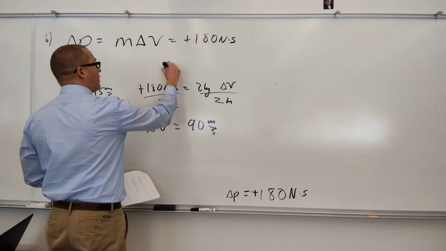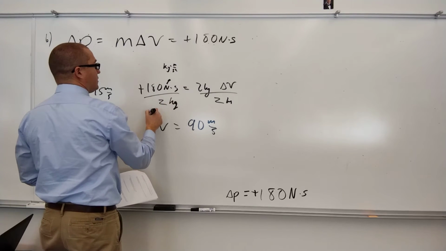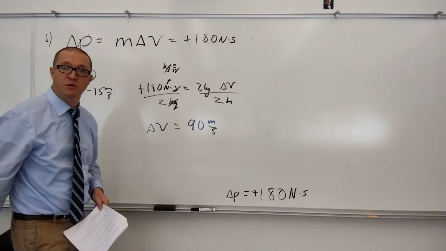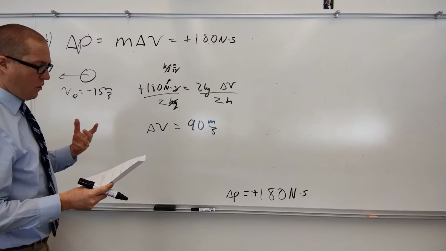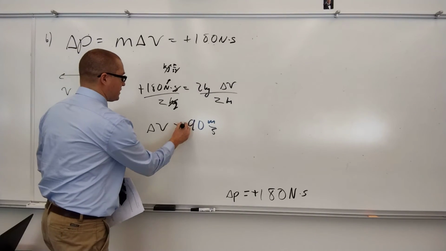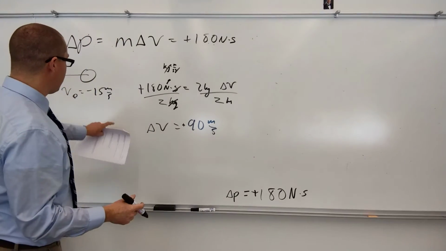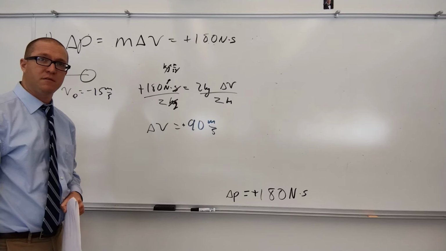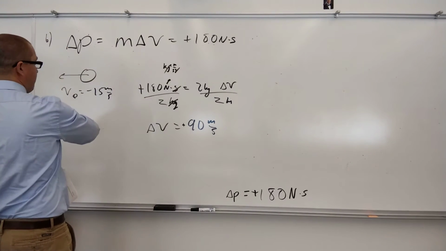Newton is a kilogram times meter per second squared, right? So kilograms would cancel, one of the seconds would cancel, you get meters per second. So delta v is 90 meters per second. And it's positive. Its velocity is going to change by positive 90 meters per second. So if it's going negative 15 meters per second to start off, and it has to change by positive 90, it's actually going to turn around.